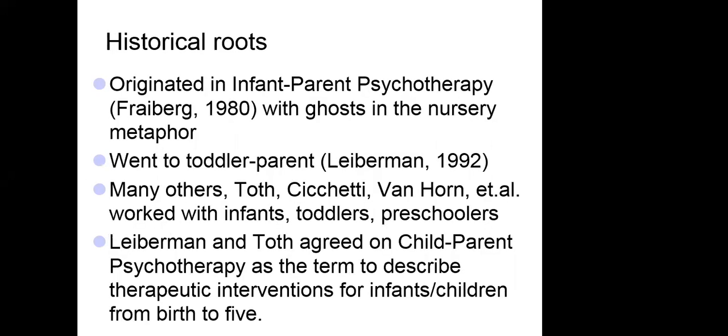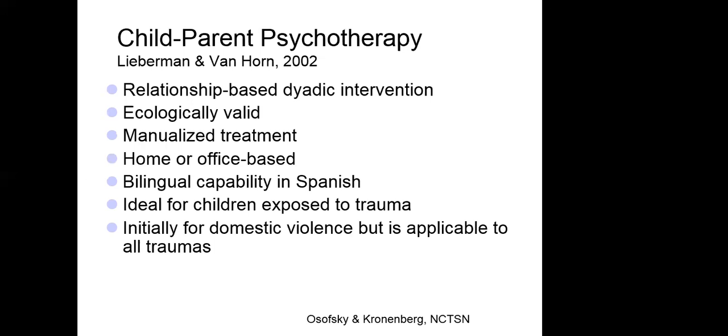Our historical roots for child-parent psychotherapy are based with Freiberg's infant-parent psychotherapy and go to the nursery work, when Lieberman reframed it as a toddler-parent psychotherapy. Yet there are lots of people working, Poss, Pincetti, Van Horn, and others, with infants and toddlers in preschools, and pretty soon they became aware of the question: are we confusing people by calling it so many different things? We know that we've run into that same question with our work on ACEs and trauma-informed care. So Lieberman and Toth agreed that child-parent psychotherapy would be the term used for therapeutic interventions for infants and children from birth to 5. In 2002, Lieberman and Patricia Van Horn actually created and manualized child-parent psychotherapy.